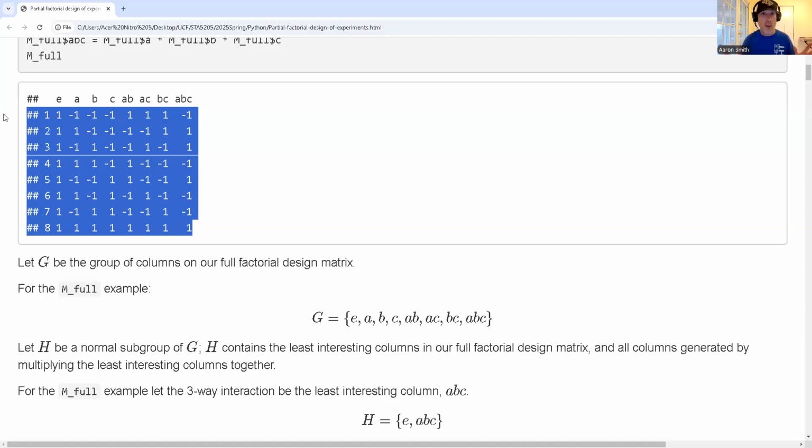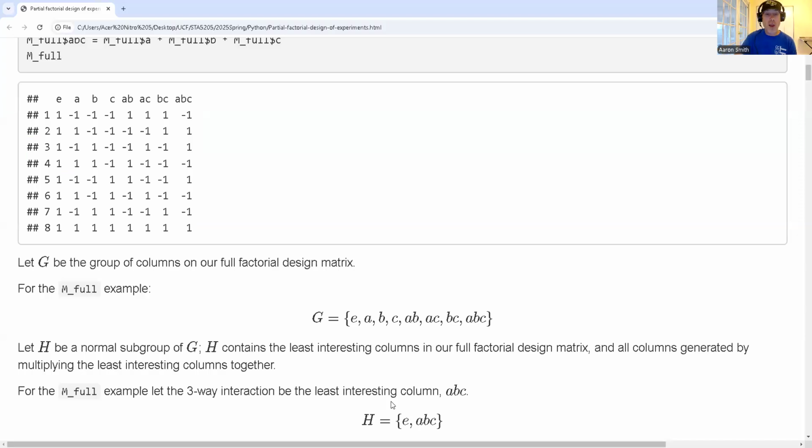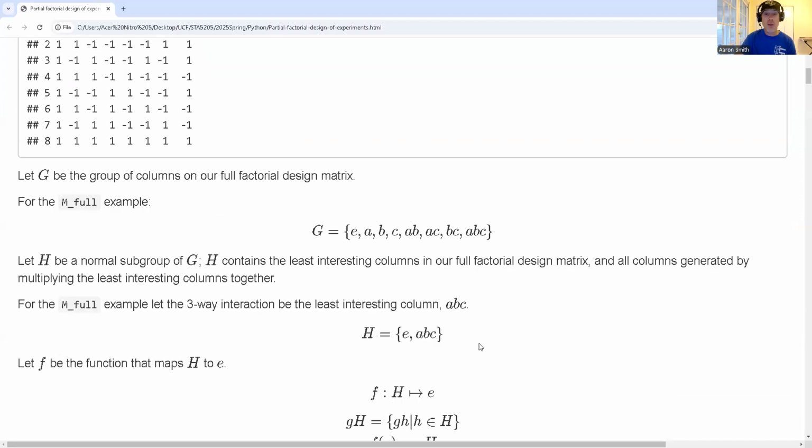Now, I'm talking about abstract algebra. If you don't fully know it, that's okay. Just know that I'm invoking some higher mathematics. What I'm going to do is say that H is the set E, A, B, C. And every element in this set is going to be functionally mapped to E.